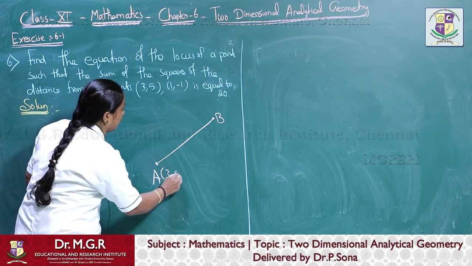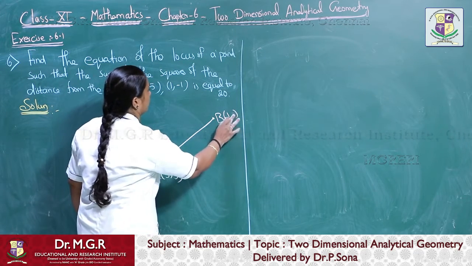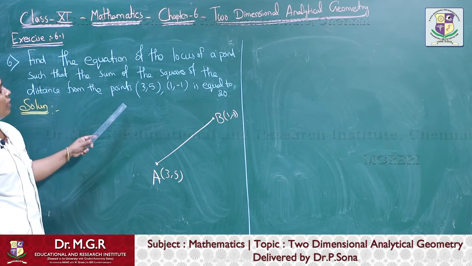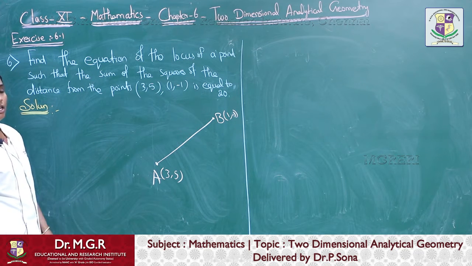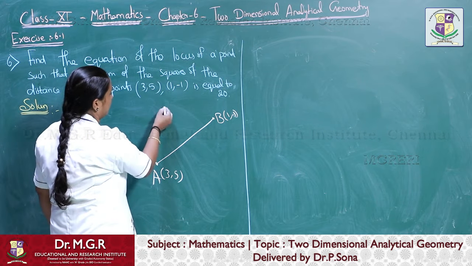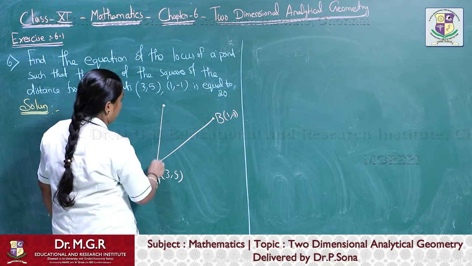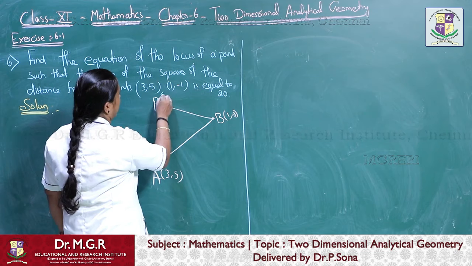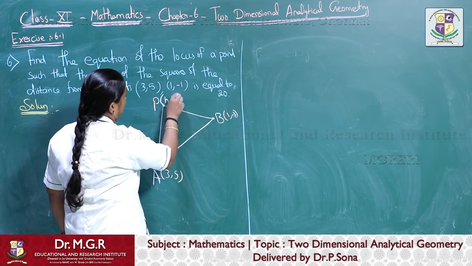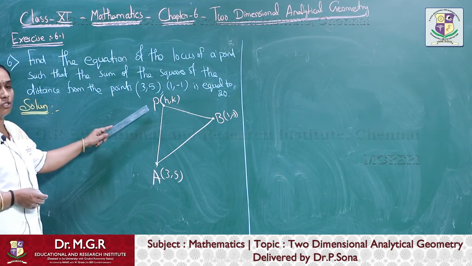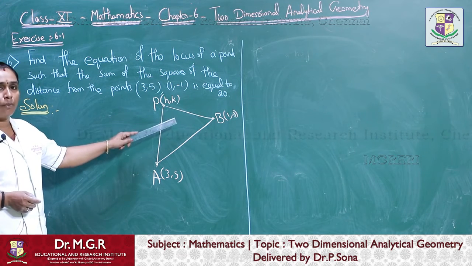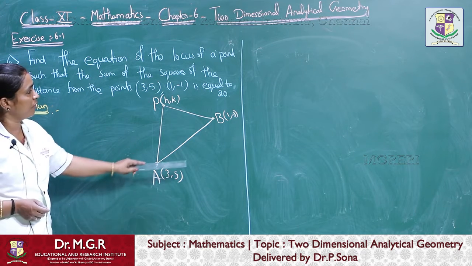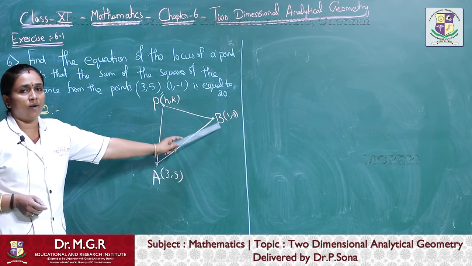A is the point (3, 5), and this is the point B (1, -1), and the sum of the squares of the distance from the points is equal to 20. So we have taken another point P. Likewise we can take this point as (h, k). This point lies on the locus of the point. So P(h, k) be the point which lies on the locus. So P represents the point (h, k), A represents (3, 5), and B represents the point (1, -1).